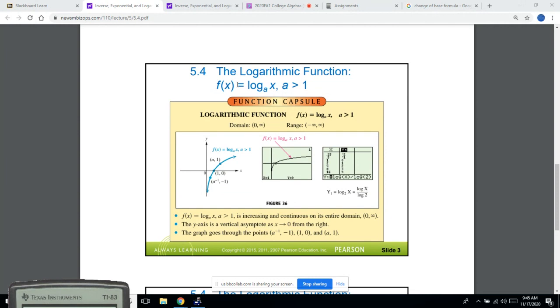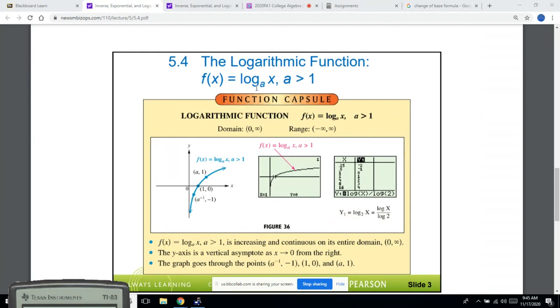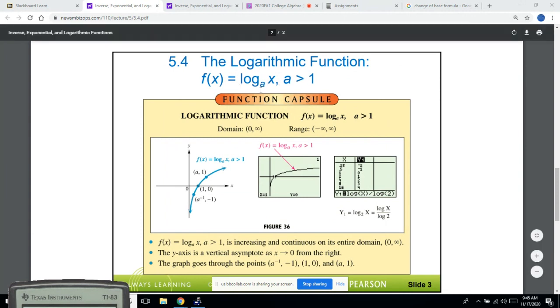So here we have our function f of x. I'm going to blow this up a little bit. Is equal to the log base a of x. And keep in mind that a has to be greater than 1. So when we were converting from logs to exponents, right, your base of your log has to be greater than 1. Also, your exponent has to be greater than 1. So just notice this is the general shape that our log takes on.